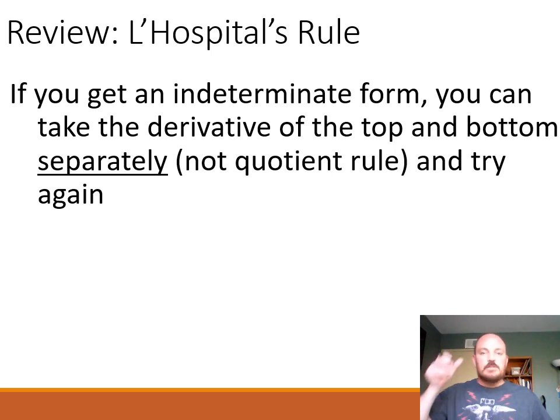So basically, if you have some sort of rational function, some sort of fraction, and you get 0 over 0 or infinity over infinity, all you have to do is take the derivative of the top and bottom separately. And I typed into the notes, you're not doing quotient rule. This is not the derivative of the function itself, it's the derivative of the top and the bottom separately. And then try the limit again.